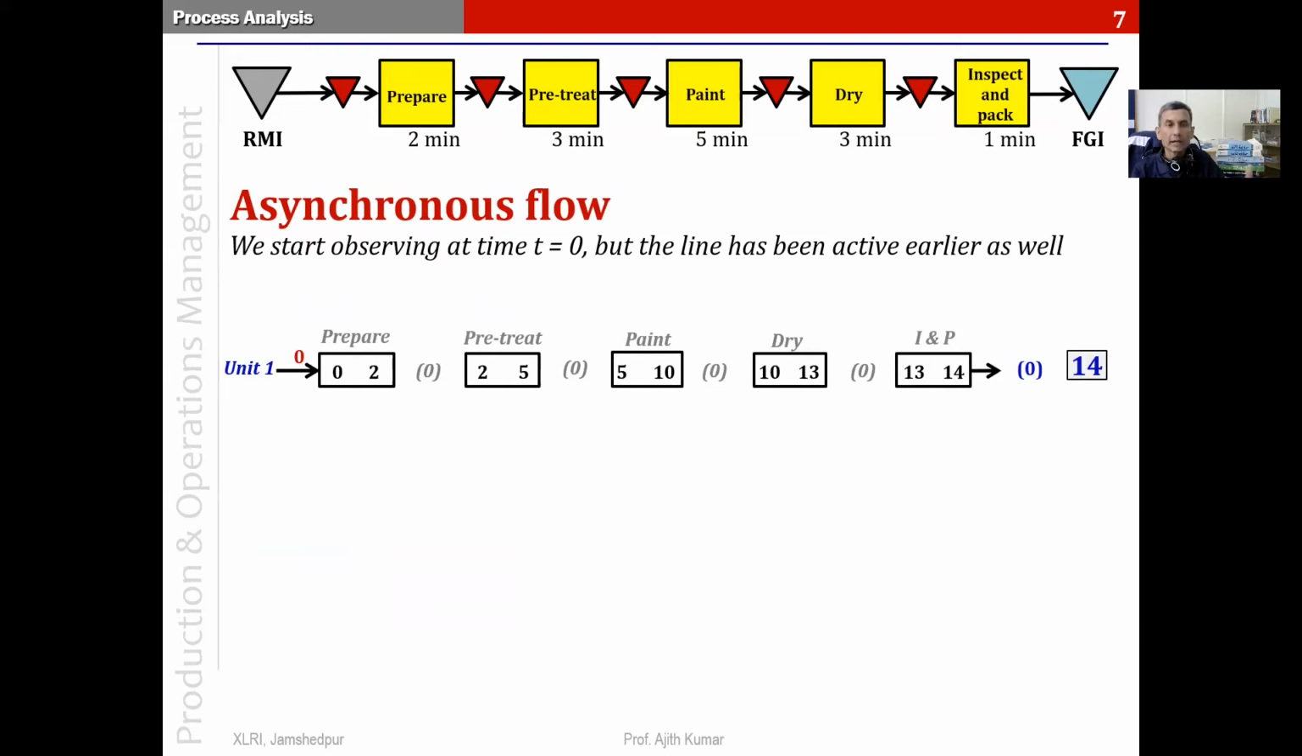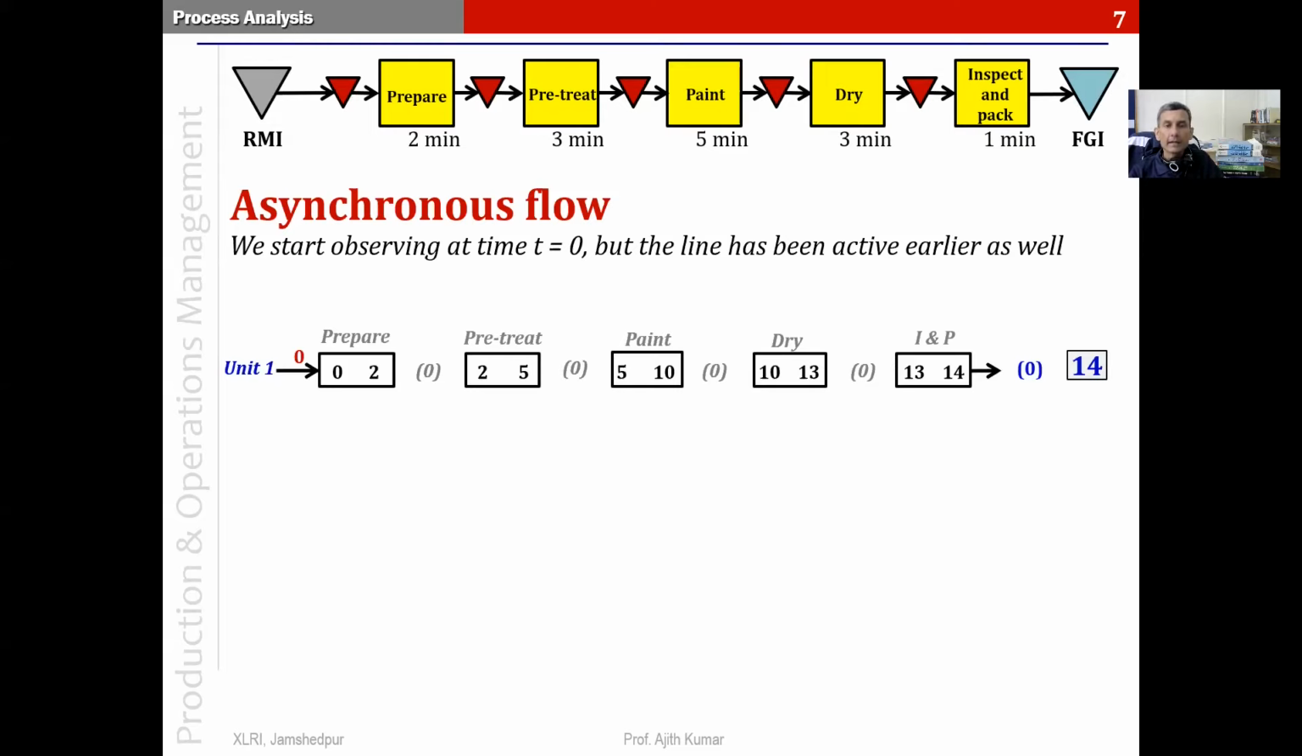This is unit 1. It starts the prepare step at time t equal to 0. The prepare requires 2 minutes to complete, and therefore it completes the prepare step at time t equal to 2. Immediately after that, it goes to the pre-treat step because there is no unit there at this point of time. It doesn't wait at all. Subsequently, it finishes the pre-treat step at t equal to 5 and moves on to the paint step at that point of time. Again, not waiting between the 2 steps.